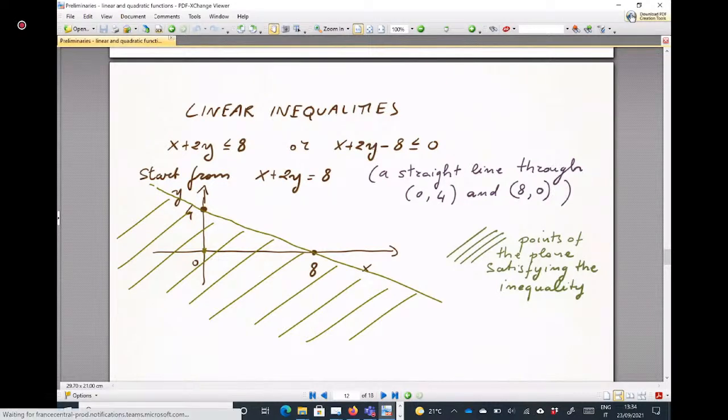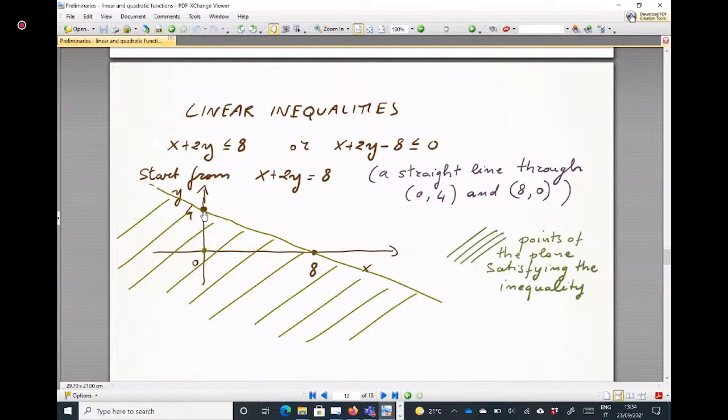understand graphically the behavior of the straight line. For instance, in this case, the most natural way to represent the straight line is to look at the intersection with the x-axis and the y-axis. Intersection with the x-axis is y equal to 0. So if you put y equal to 0 here, you see x equal to 8. And this means that our straight line intersects the x-axis at the point (8, 0).